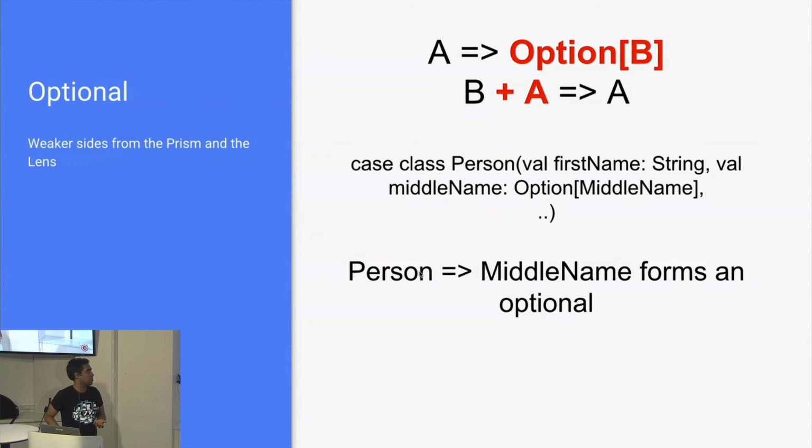Person to middle name is an optional, because given a person, you may not get a middle name, and given a middle name, it's not enough to build a person from it. You need another instance of person to build on top of it.